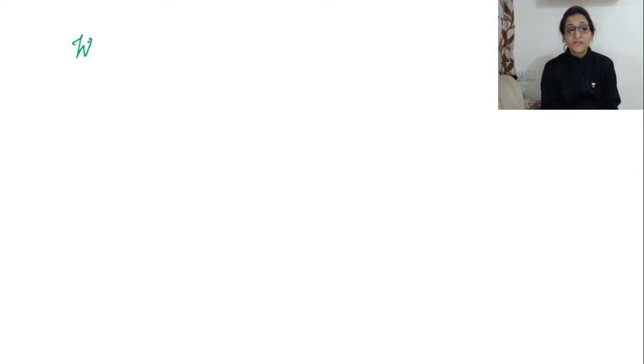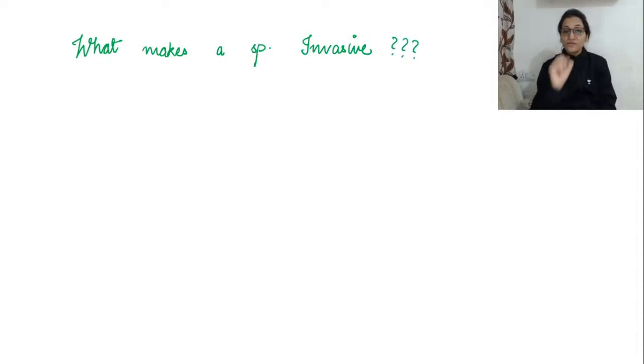What makes a species invasive? This is the question. What makes a particular species invasive, right? So an invasive species can be any kind of living organism. It can be a plant, an insect, a fish, a fungus, bacteria, seeds, eggs, or anything which is going to harm the environment, and it will be called an invasive species.